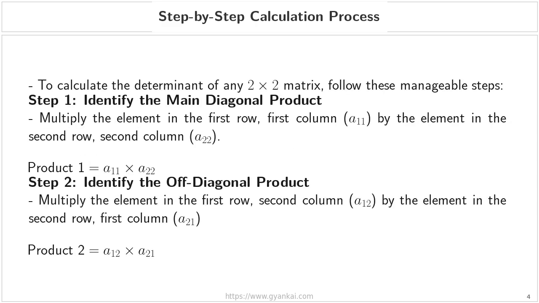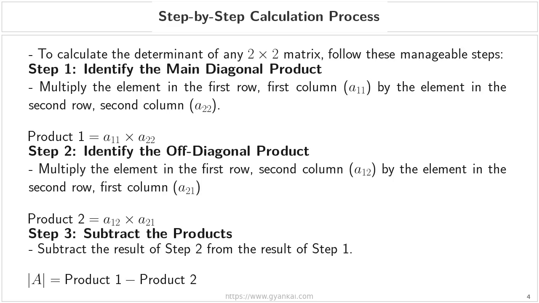Next, we move to step 2, where we identify the off-diagonal product. Here, we look at the other diagonal, running from the top right to the bottom left. Multiply the element in the first row, second column, known as a 1-2, by the element in the second row, first column, which is a 2-1. We'll refer to this result as product 2.